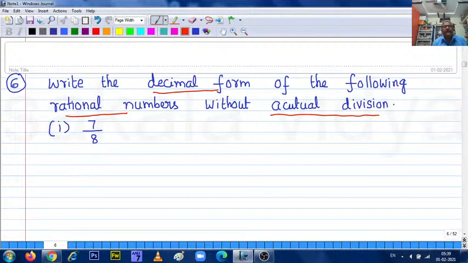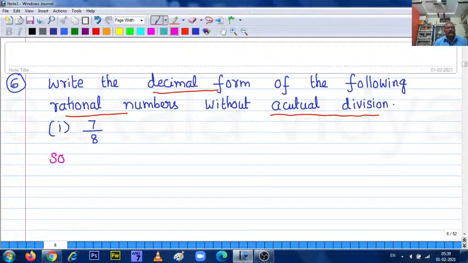you need to convert into the decimal form. This is a fraction form. It's a rational number, actually p by q form. This p by q form should be put in decimal form. So without division, how should we do it? Let us proceed then.